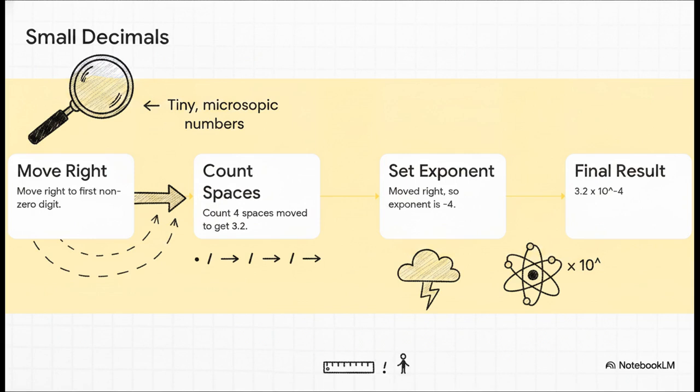Now, because we moved to the right to handle a tiny fractional value, our exponent becomes negative. 4 spaces right, that means an exponent of negative 4. So our final result here is 3.2 times 10 to the power of negative 4.